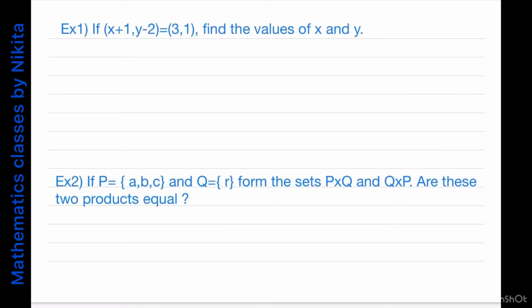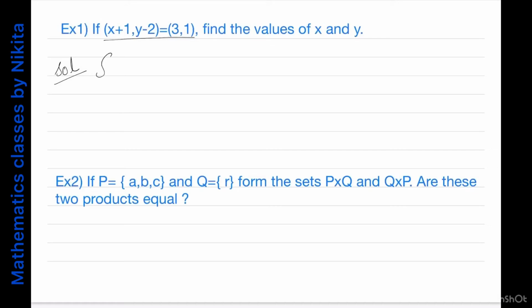Now let's see the examples of your NCERT book. The first example says that if x plus 1 comma y minus 2 is equal to 3 comma 1, you have to find the values of x and y. So basically it is given that these two ordered pairs are equal. You have to find the values of x and y. So I told you, when two ordered pairs are equal, this means that their first coordinates are equal and their second coordinates are equal.